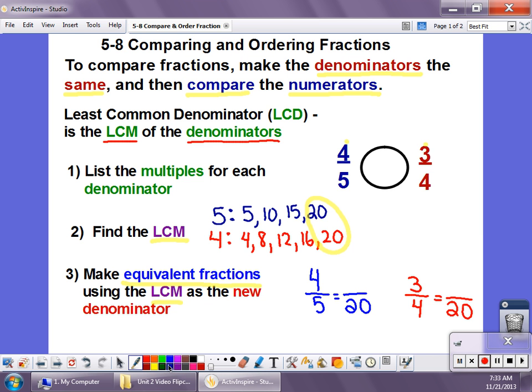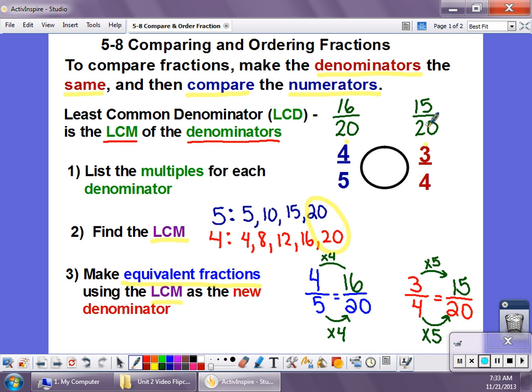Well, to go from 4/5 to something over 20, to go from 5 to 20, I multiplied this by 4. So I'm going to do the same thing up here on the top, and I get 16/20. I'll write that up here so I can see it. 16 out of 20. Now I'm going to do the same thing over here. 3/4, to go from a denominator of 4 to a denominator of 20, I multiply by 5. So I'm going to do the same thing on the top, and I get 15/20. So again, I'll put that up here.